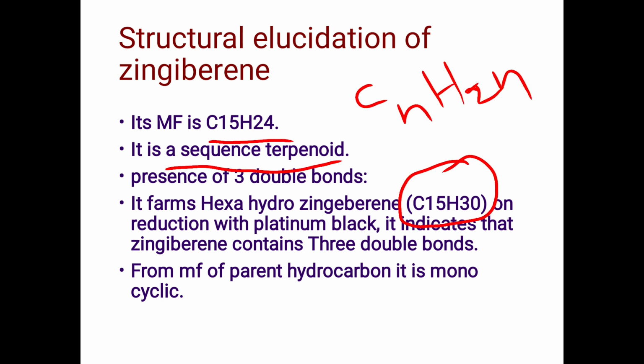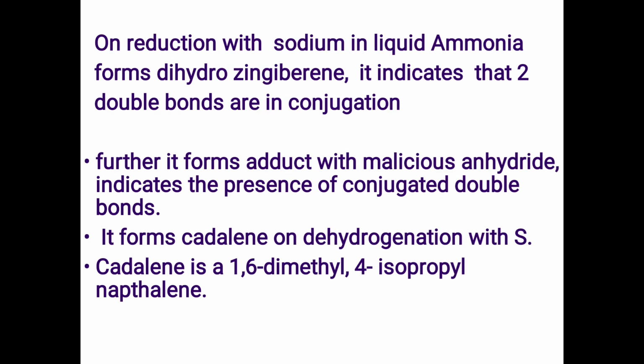The formation of hexahydrozingiberene indicates the presence of 3 double bonds in zingiberene, but these are not all in conjugation. If all 3 were in conjugation, it might have aromatic nature, but zingiberene is not an aromatic compound. So the 3 double bonds in zingiberene are not all in conjugation.